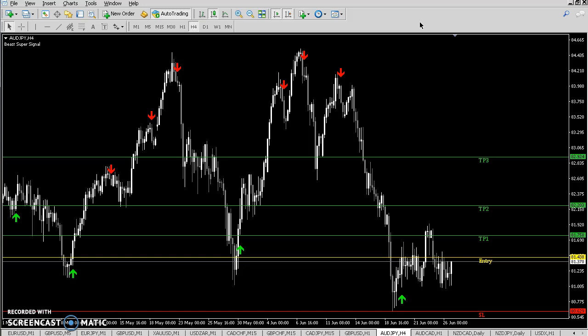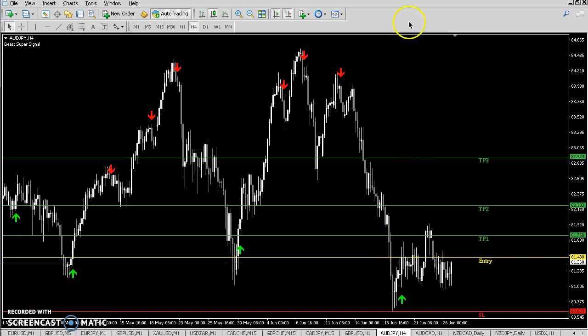I'm going to show you how it works. First of all, as soon as you get a signal, you will get the arrow with an alert, and you will see the entry line. That is the entry point for this signal. Then you have the three TP levels.